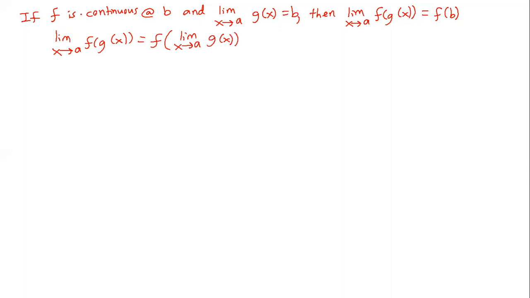What you can see here is that f is continuous at b. There's the caveat: if f is continuous at b, and the limit as x goes to a of g of x is b, then I'm able to translate the limits through the function. This is the composition of functions, so the limit of the inner function is a certain number that the outer function is continuous at, and then you can move the limit like that.